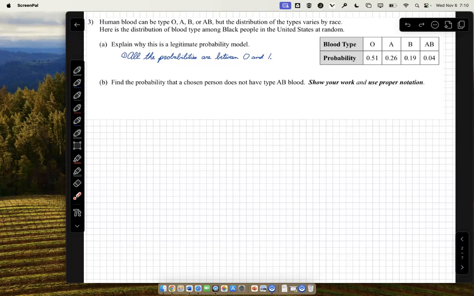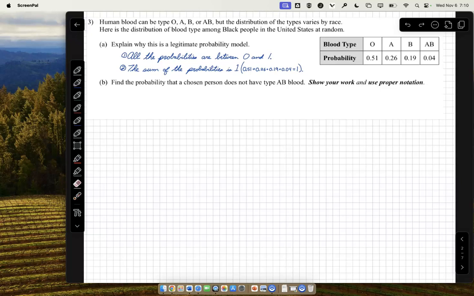The second condition is that the sum of the probabilities must be 1. So if I add all these numbers together, I have to check, do I in fact get 1? In this case, when you do add them together, you do get 1, and so we have the conditions met for a legitimate probability model. Now part B is a little bit different.